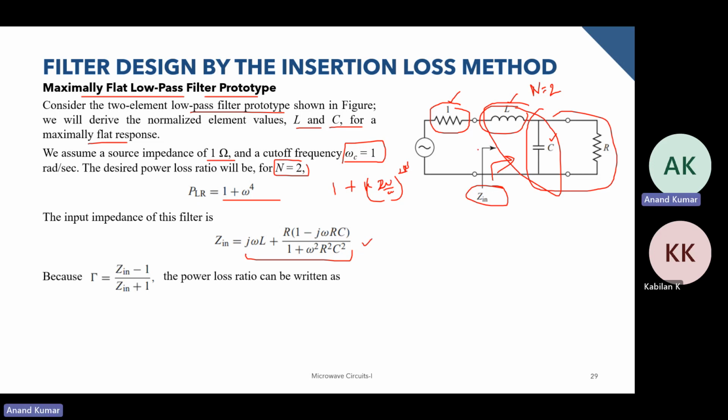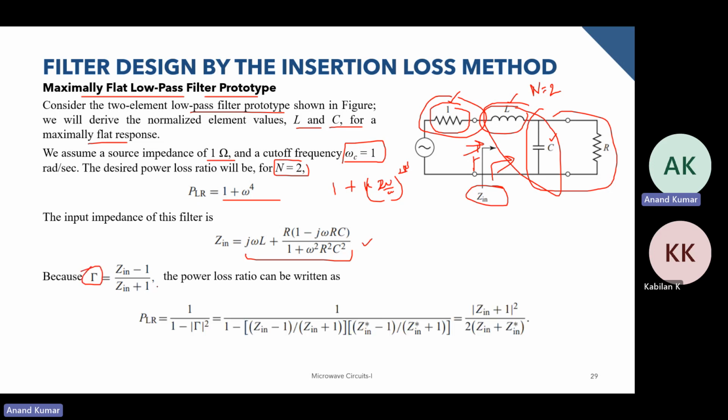We can define the reflection coefficient gamma as Zn minus 1 by Zn plus 1, since everything is normalized. Once we have defined this gamma, we can define the power loss ratio as 1 over 1 minus gamma squared, substitute the value of gamma over here, and then substitute the value of Zn at all these places from here. This expression will evaluate to this expression over here, and now we'll try to find out what this expression is.